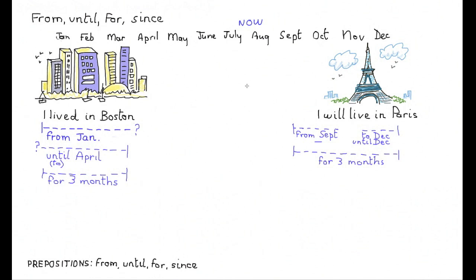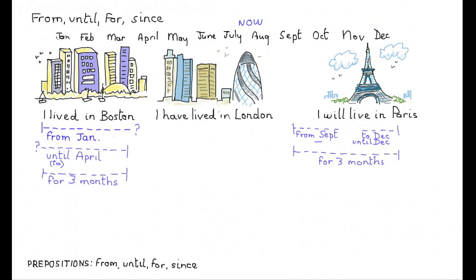But you will say there's something missing here. How about now? Right, that's a little bit different. So if we want to talk about the past leading up to the present, a period of time, we would use the present perfect, I have lived, and we would use a rather different phrase. We would use this one, since.